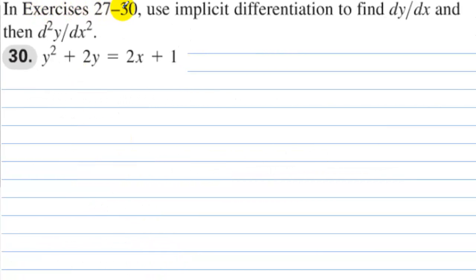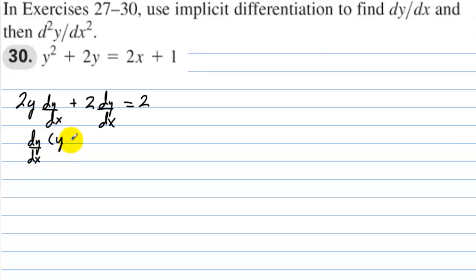In exercises 27 through 30, use implicit differentiation to find dy/dx and d2y/dx2. In other words, the second derivative. So let's take the first derivative. We have 2y dy/dx plus 2 dy/dx is equal to 2. Well, we can divide everybody by 2 and take out a dy/dx. So we take out a dy/dx, and we're left with y plus 1 when we divide everybody by 2, and that is equal to 1. dy/dx, the first derivative, is equal to 1 over y plus 1.